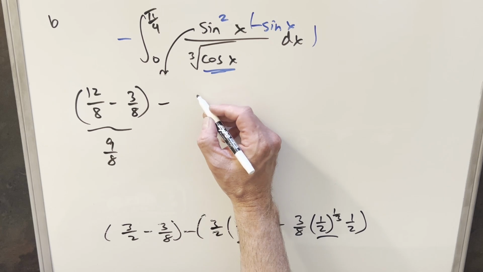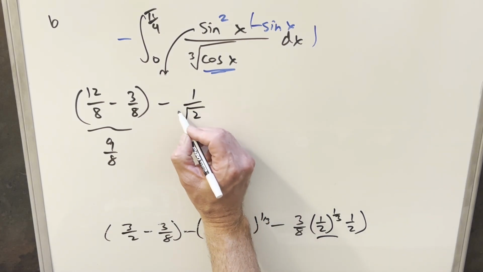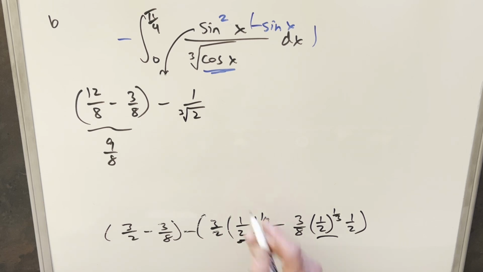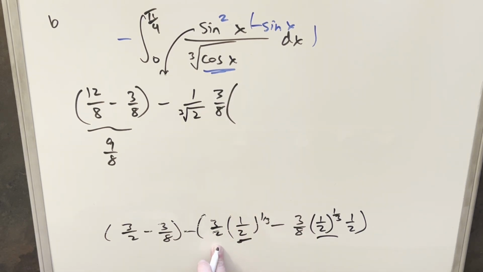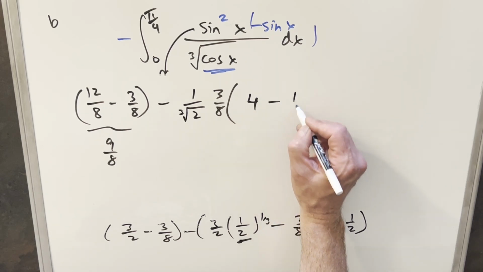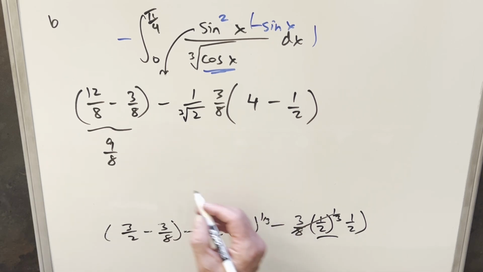And then here I wanted to factor out a minus 1/2 to the 1/3, kind of like this. And here I think I'll factor out a 3/8. So let's see what happens when I do that. That's going to leave the first term as just a 4. And then I think we're going to have minus 1/2 here because this stuff goes away. So hard to follow, but sorry, that's all what's going on there.